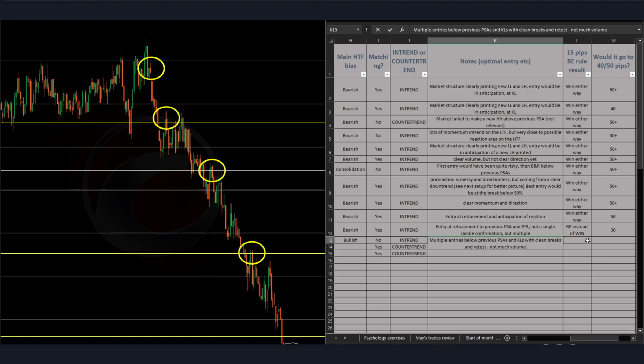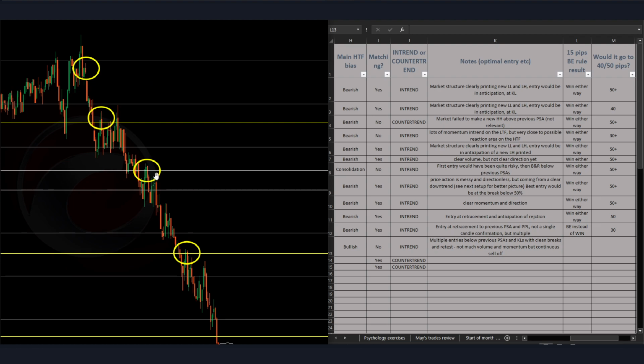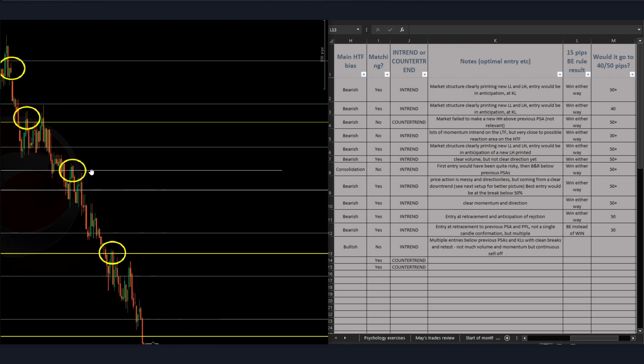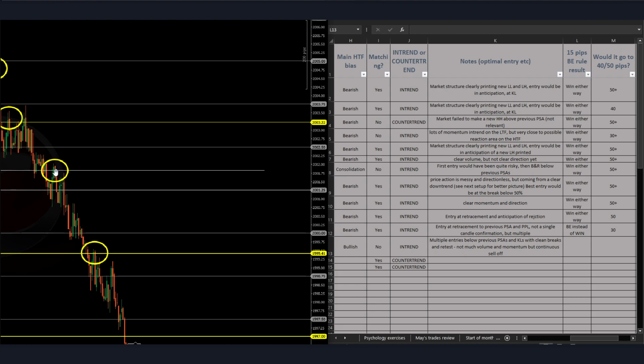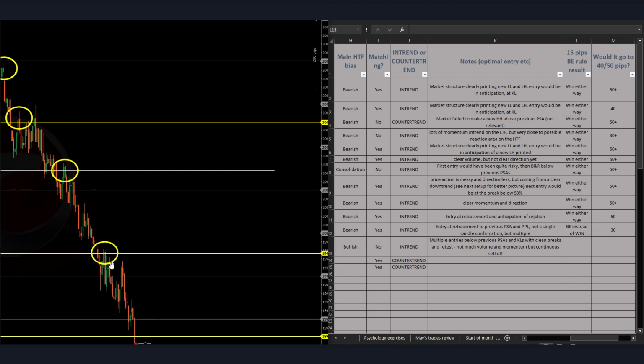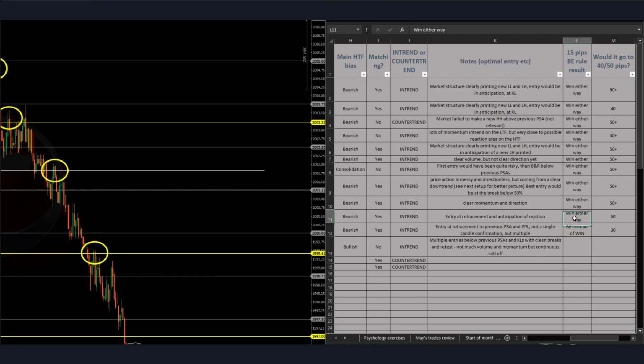Not much volume and momentum, but continuous selling off. So most of them, I mean, the entry, for example, over here, it would probably be, I don't know if it would be a break even. No, it will only be 1.75, only be 7 pips before going down. This one would be probably almost a break even, but not. Yeah, but I would say that it's more risky than not. Would you go, yeah, 50 plus, because the price will simply go below.